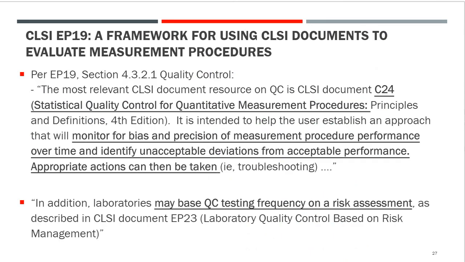Within the same document, one of the points EP19 makes is the most relevant CLSI document on QC is CLSI document C24, Statistical Quality Control for Quantitative Measurement Procedures to monitor for bias and precision of measurement procedure performance over time, etc. That's the statistical handling of the quality control. And again, I'm not going to spend a lot of time on that today. Lots of material written on statistical quality control.